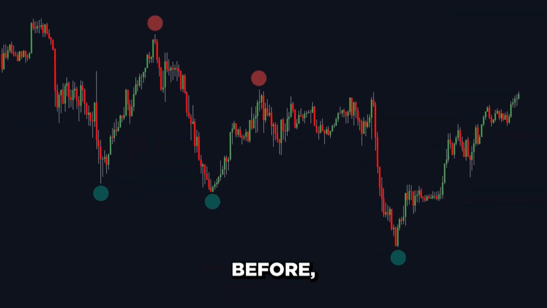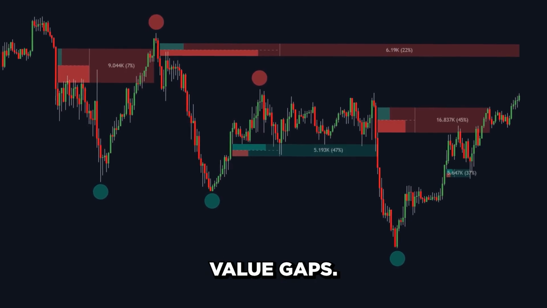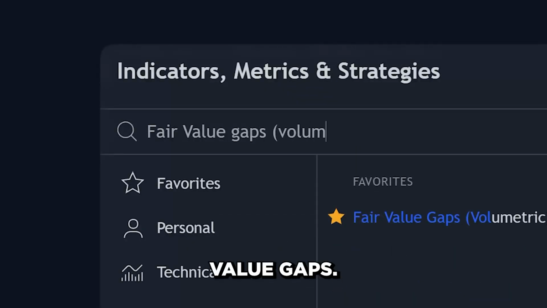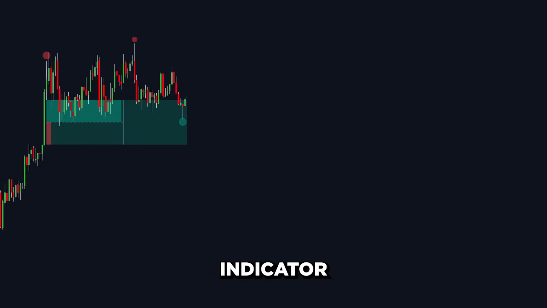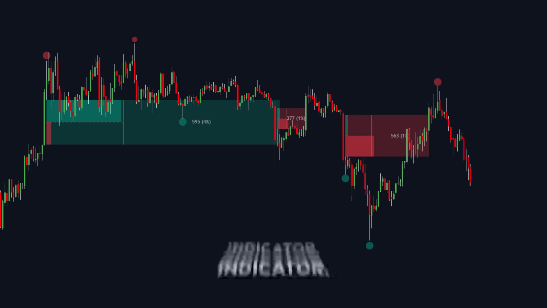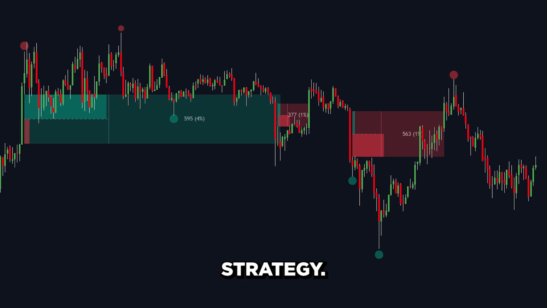Now, as mentioned before, this indicator is especially effective when paired with fair value gaps. Quickly go back to the Indicators tab and search for fair value gaps. Click on the volumetric one by Flux Charts. Now that we've adjusted the liquidity grabs indicator settings to match our trading preferences and have added the fair value gaps indicator, let's use these indicators to create a simple but effective strategy.